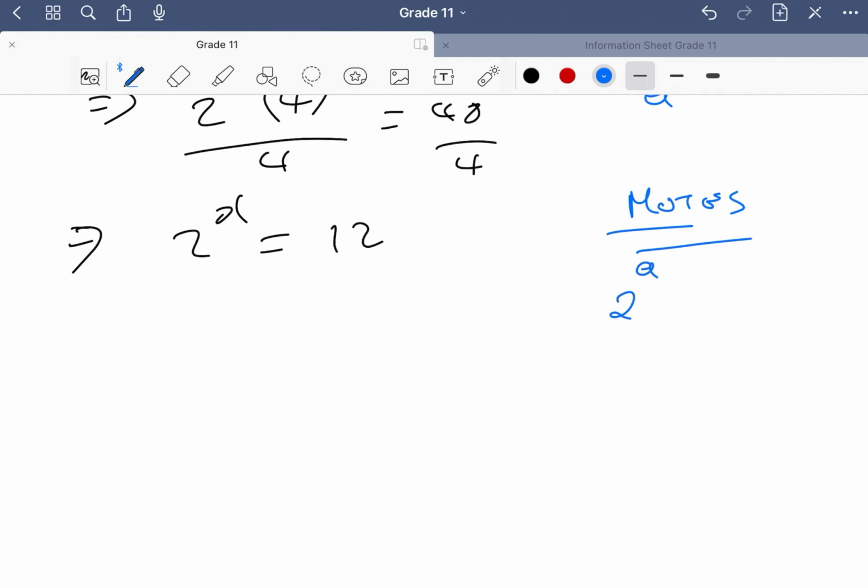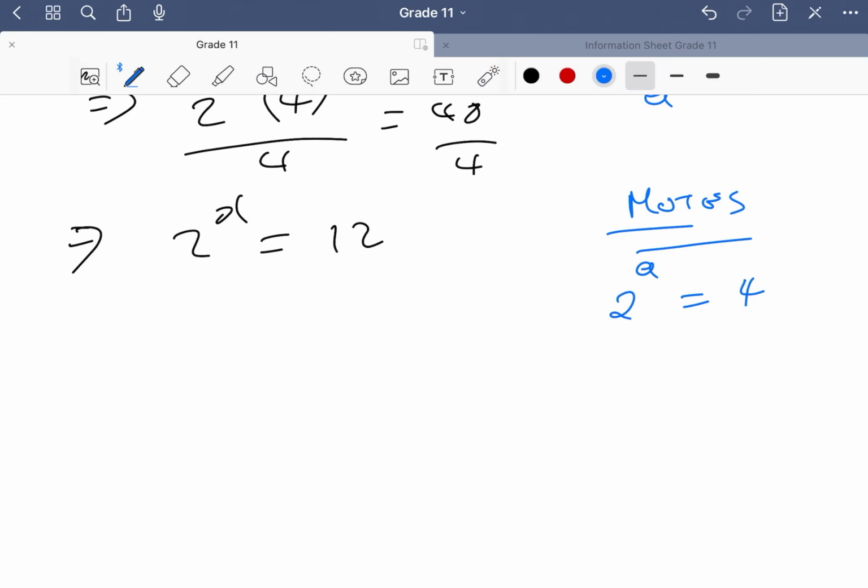2 power a is equal to 4, and the question is solve for a. What you would do is say, okay, cool, how can I transform 4 in the sense that I write it instead as base 2 power something? What is that something that would give me 4?